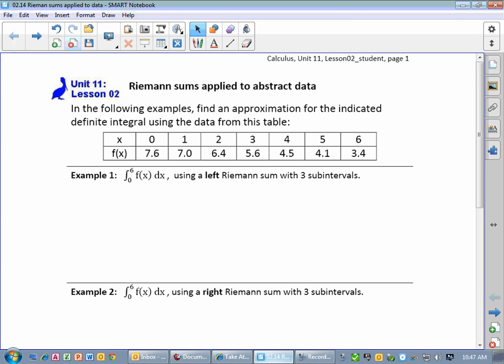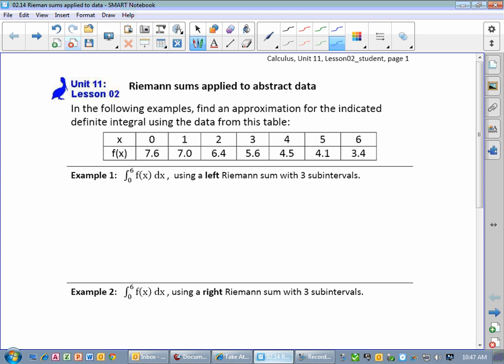All right. So we're going to do more with Riemann sums. What do you notice? We have a table instead of a graph, right? So this is just data. We're given a table of data. We've got x values and function values. And we're going to use a Riemann sum to approximate the definite integral. Now, first off, it says the integral from 0 to 6 of f of x dx.